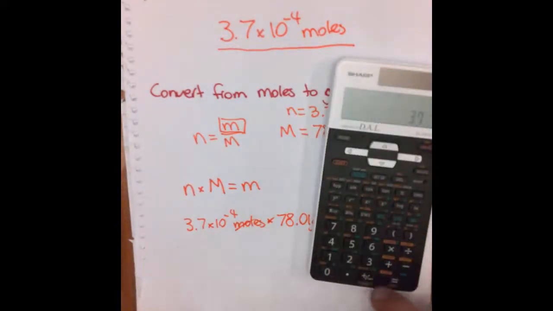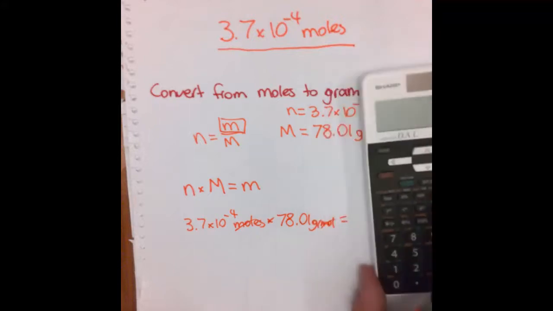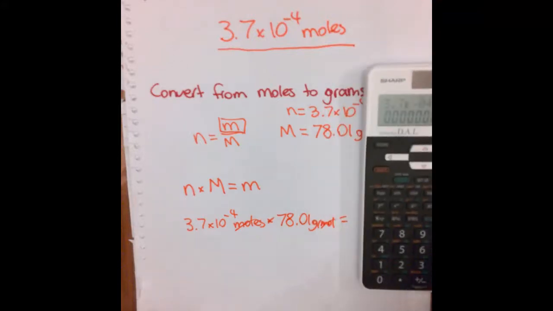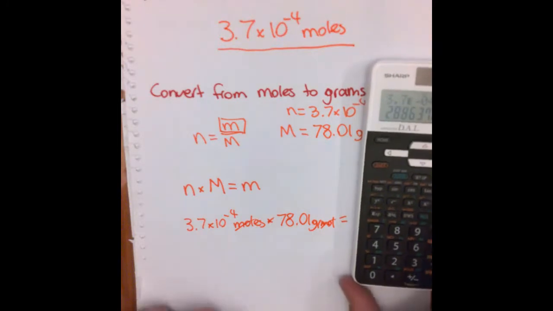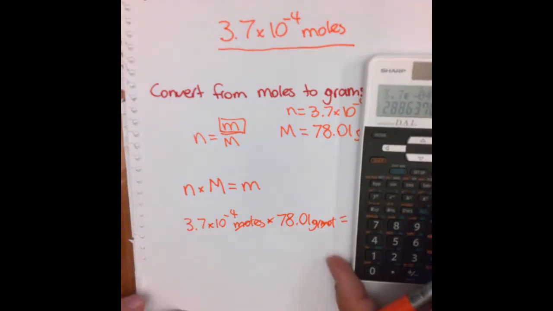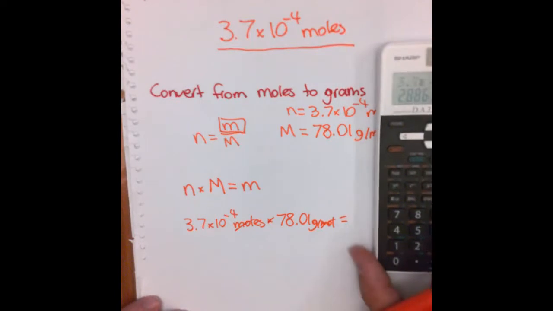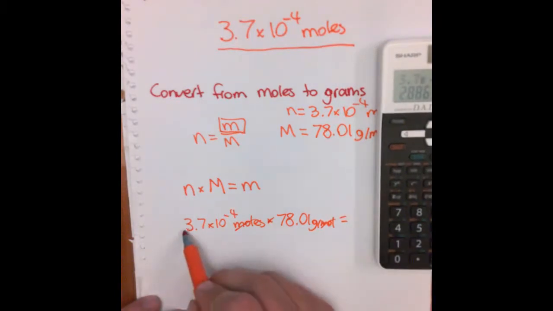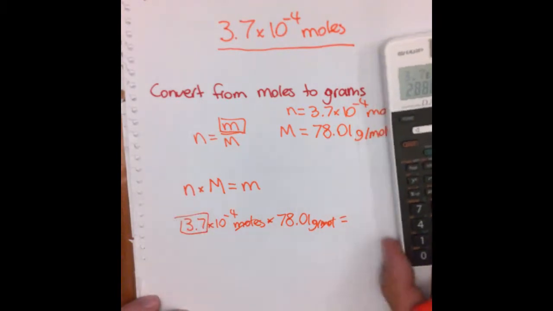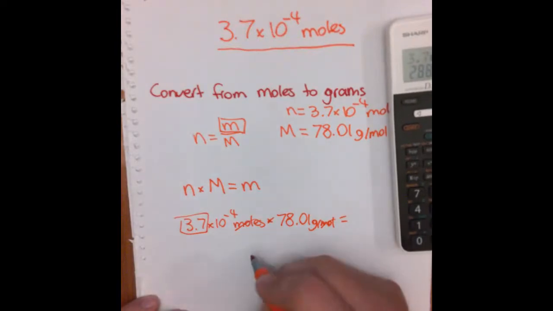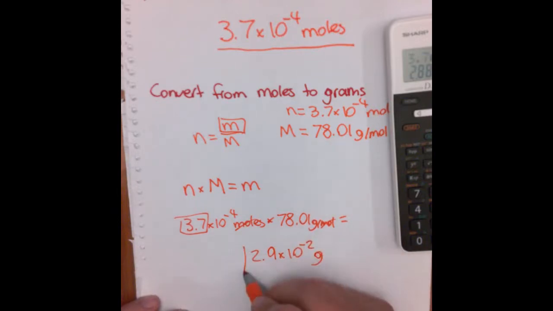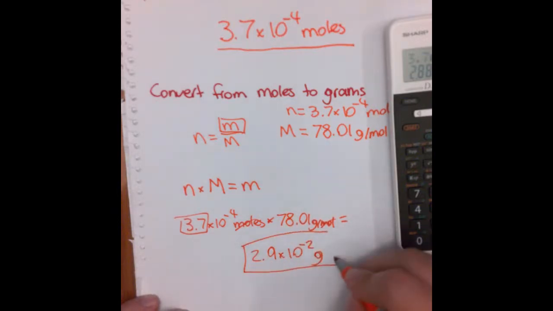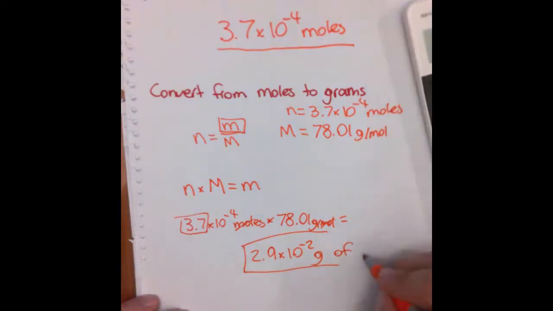3.7 times 10 to the negative 4 times 78.01, and that is going to equal 2.89. So with significant figures here, right, it is just going to be 2.9 times 10 to the negative 2 grams. And that is going to be of aluminum hydroxide.